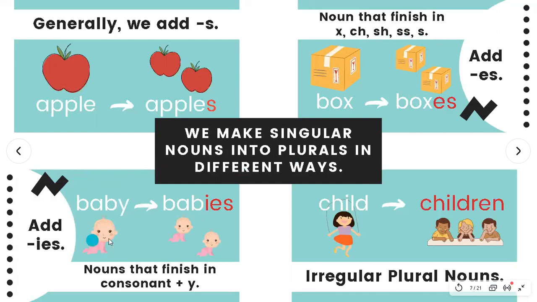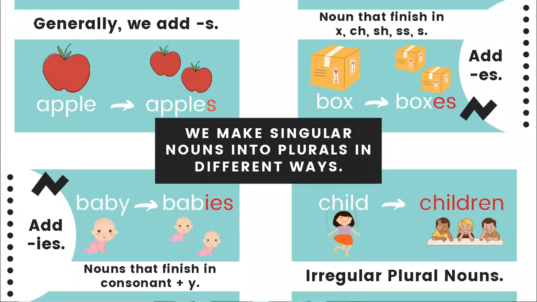Para los sustantivos que terminan en consonante Y, consonant and Y, like baby, there is the consonant, there is the Y, we add IES, baby becomes into babies. One baby, two babies. And there are like a special category of plural nouns. Hay una categoría especial de sustantivos plurales que se llaman irregular plural nouns. Why are they irregular? Because they don't follow any rule and they change very differently. For example, we have child that becomes into children. El plural no es childs, es children.